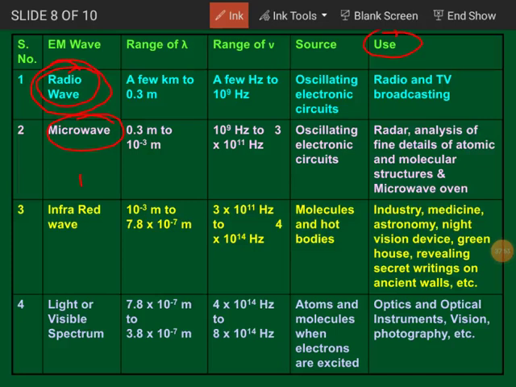So you need to know the range of wavelength and range of frequency for radio waves. You need to remember all these things. In this chapter you will only be asked this type of question: what will be the range of frequency, the range of wavelength, what is the source of this radio wave, and where can this particular electromagnetic wave be used. Those things can be asked from this chapter.